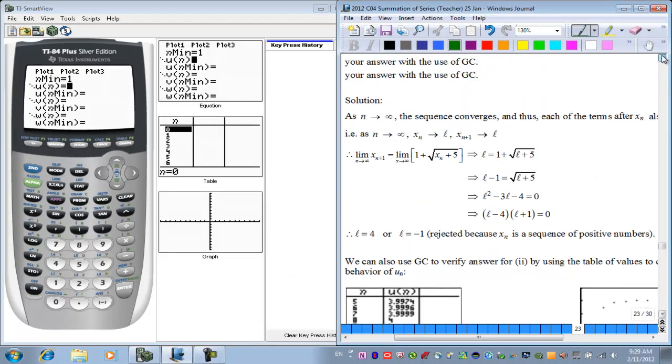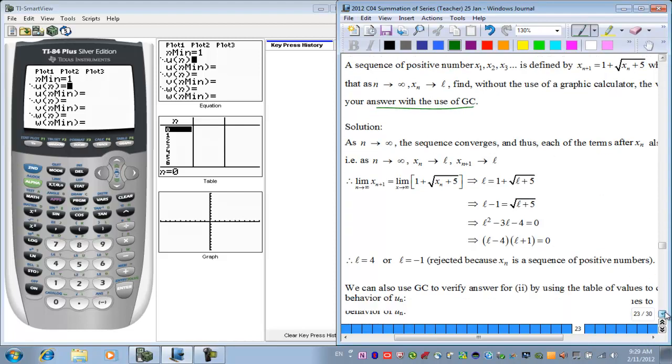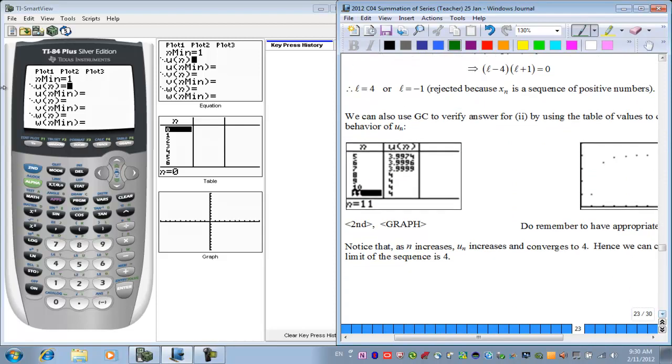We will now investigate how we can use a GC to verify our answer in the previous part. Now, please take out your GC and follow through these steps with me. Before you are able to use your GC, you first have to be able to see this screen over here. Now, how did I get to this screen?